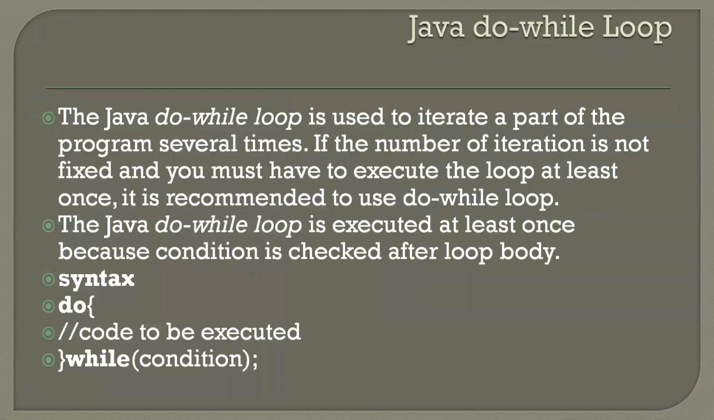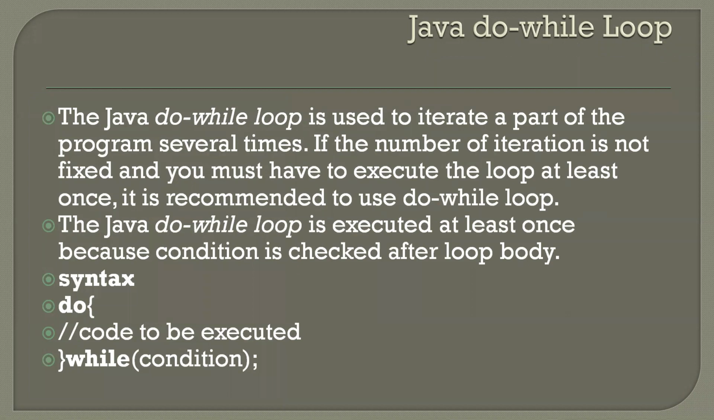Do while loop. As it is said earlier, it is also used to execute a part of code for several number of times. If the number of iterations is not fixed and you must execute the loop at least once, so you may have certain situations where you have to execute the loop at least once. In such situations, you can use this do while loop.